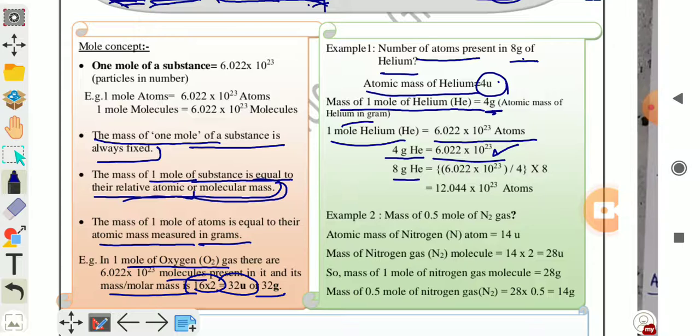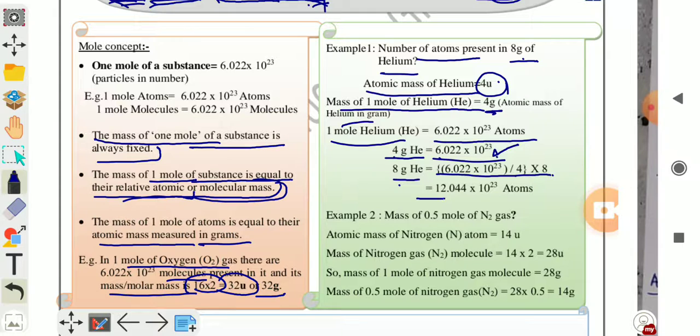This will be found out by unitary method. Therefore, 4 gram is equal to this number. So 8 gram will be equal to 6.022 multiplied by 8 upon 4.